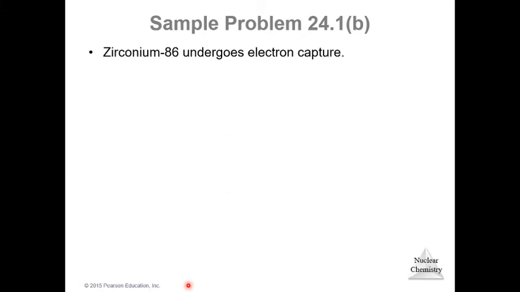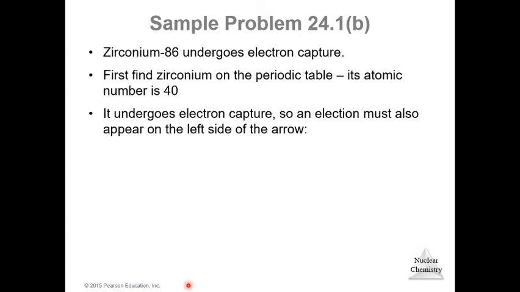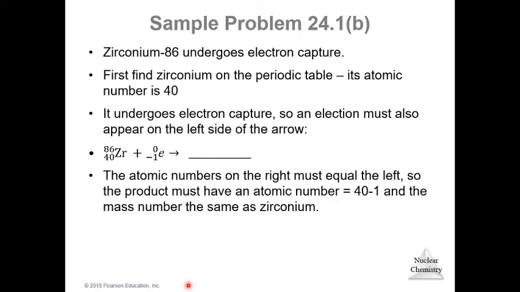Here's letter B. Zirconium-86 undergoes electron capture. Go to the periodic table, find the atomic number for zirconium. It's 40. So, it undergoes electron capture, so we know an electron has to also appear on the left side of our arrow. So here we go. Now we have to figure out the product. The atomic numbers on the right have to be equal to what's on the left. So 40 minus 1 is 39. And we know the mass number won't be changing. So now I've got yttrium-86 instead of zirconium-86 for my product.